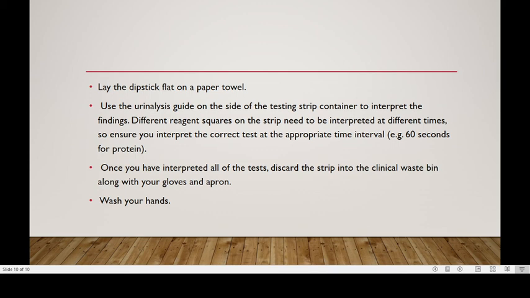Different reagent squares on the strip need to be interpreted at different times, so ensure you interpret the correct test at the appropriate time interval. For example, 60 seconds for protein. Once you have interpreted all of the tests, discard the strip into the clinical waste bin along with your gloves and apron and then wash your hands.